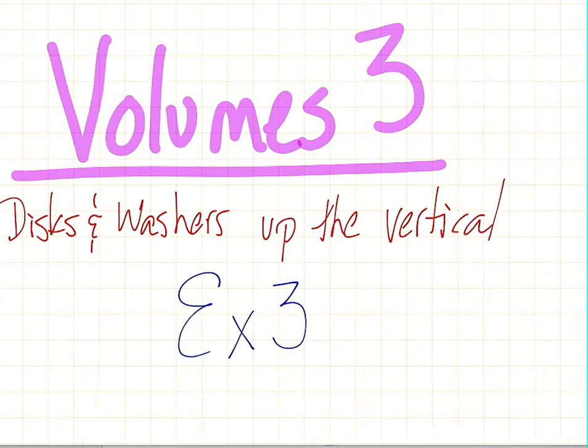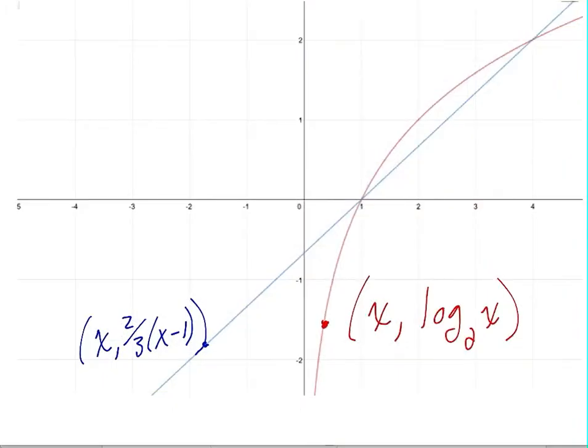Example 3 that we're looking at. In example 3, we have two functions. The first one, y is equal to log base 2 of x. That's my red function here. And the second one is the blue function, y is equal to 2 thirds times the quantity x minus 1.